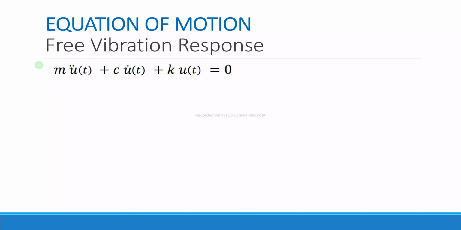So sa free vibration response, di ba, as what I mentioned, there is no applied dynamic loading, or that is equal to 0. So our equation became a second order linear homogeneous ordinary differential equation. So we have already now a second order linear homogeneous differential equation, ordinary differential equation.